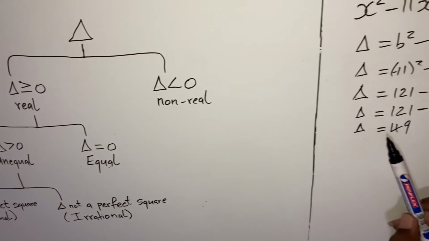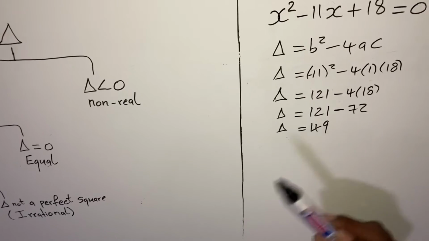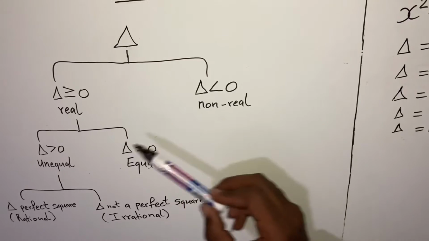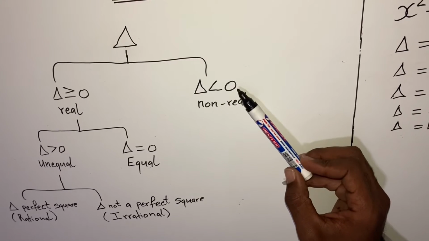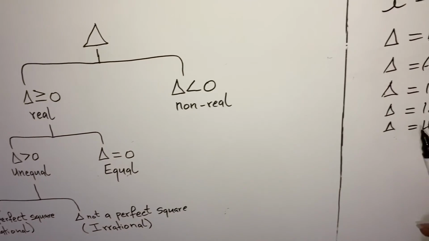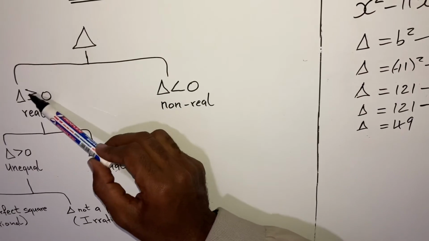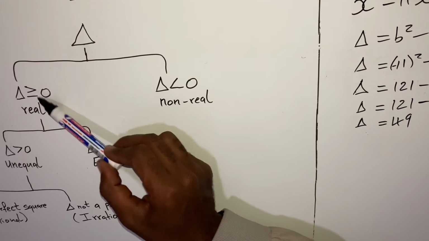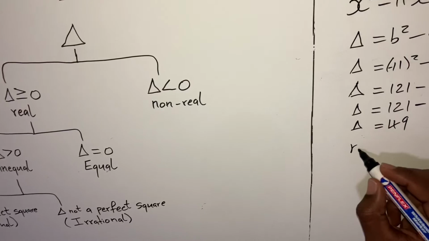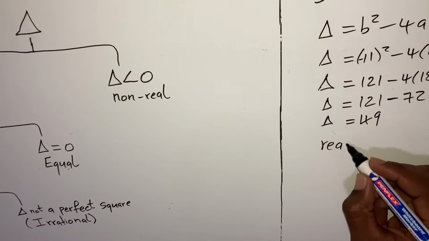My delta is a 49. Then I go on to check. Is my delta greater than or equal to 0, or is my delta less than 0? So I find that my delta is a 49, meaning that my delta is greater than 0. So I'll use the comment below, which means that my roots, first comment, they are real.